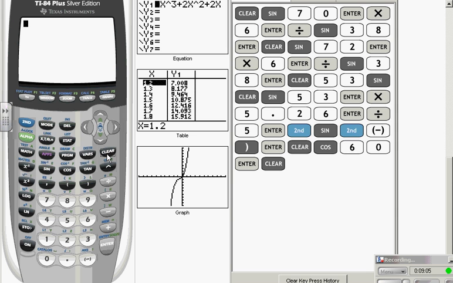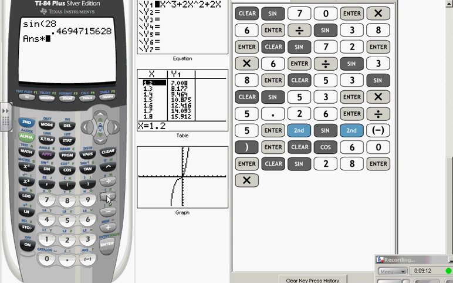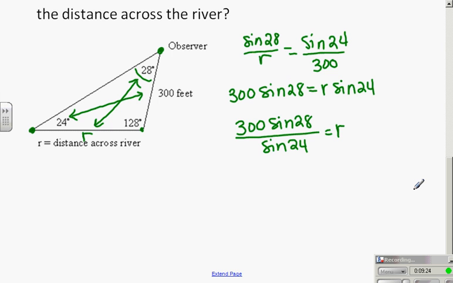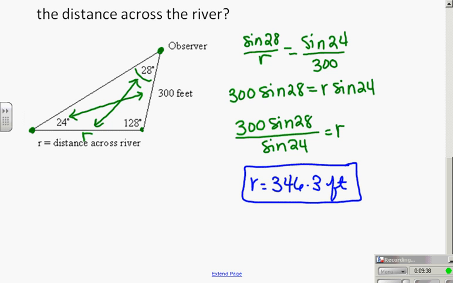And we are going to talk about sine 28, enter, times 300, enter, divided by sine 24, enter, 346.3. R is 346.3 feet.